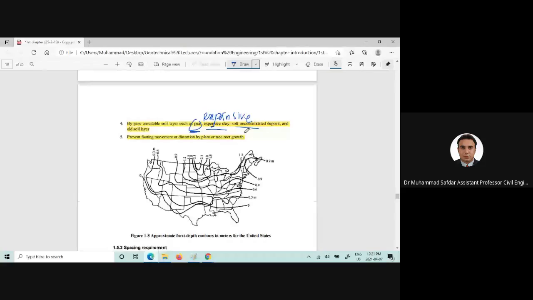So such soils like peat and organic soils should be avoided. Soft unconsolidated deposits should be avoided in order to prevent significant settlement issues in the foundations, and the foundation should be provided with a sufficient depth. Prevent footing movement and distortion by plants. You have seen somewhere, in local cases, sometimes the tree root has grown so much that it has disturbed or cracked the foundations of buildings. Spacing requirements: we discussed in geotechnical engineering 2 the pressure bulbs there.